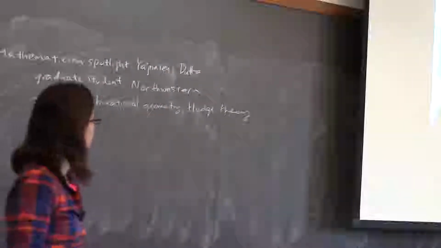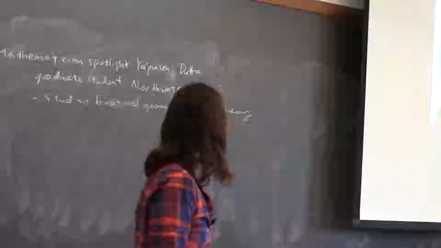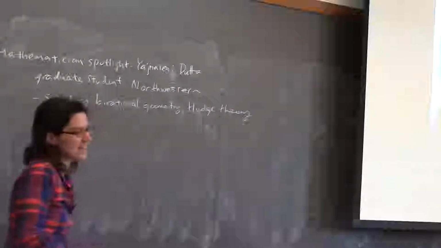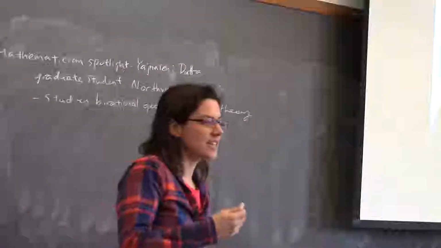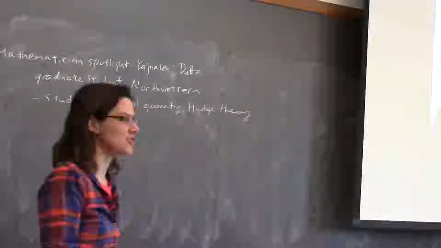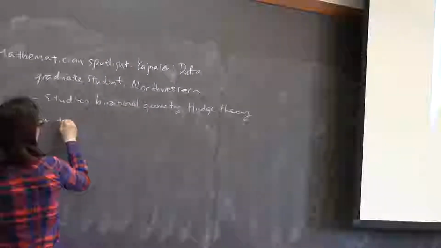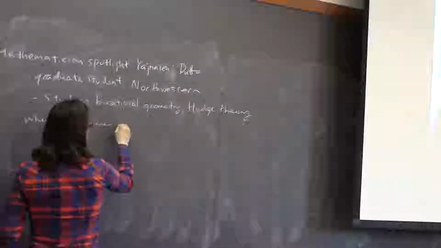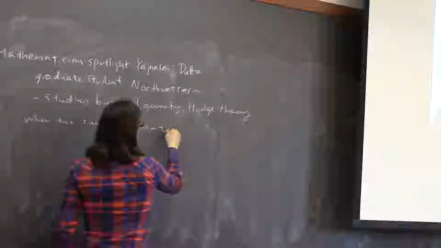So this is Yajnaseni Dutta. She's a graduate student at Northwestern. And she studies birational geometry and Hodge theory. So I thought I'd tell you a bit about what birational geometry is. So it studies when two curves are related by a simple function.